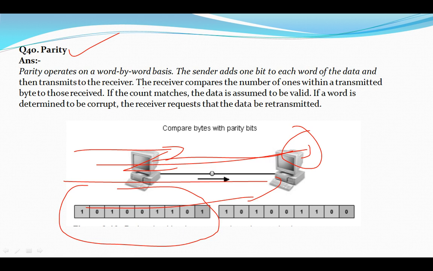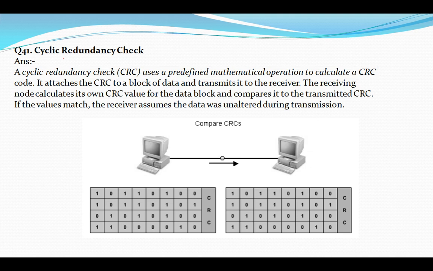So this is called parity. Now we have one more thing here, which is cyclic redundancy check, also known as CRC. A cyclic redundancy check uses a predefined mathematical operation to calculate a CRC code. So it will use a predetermined or predefined mathematical operation for the same.